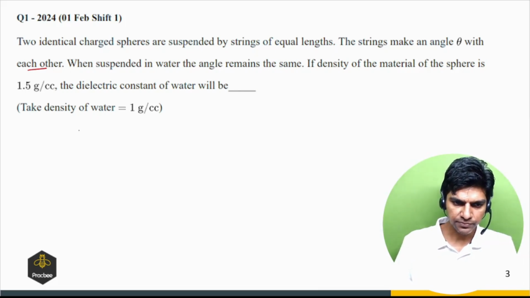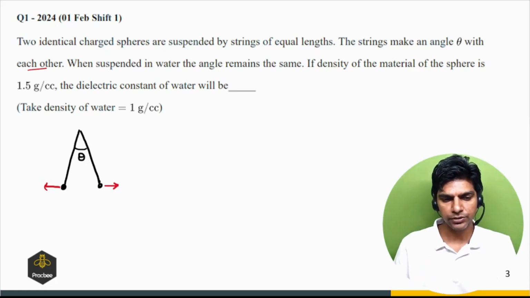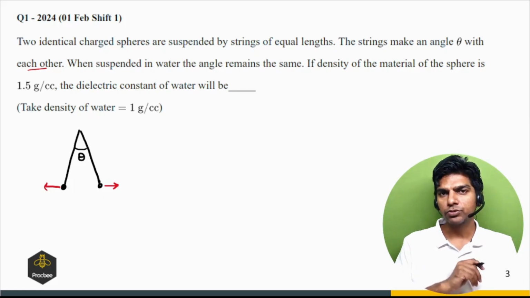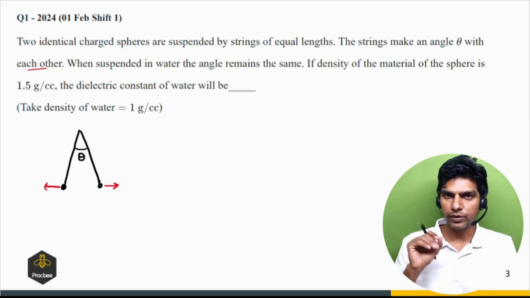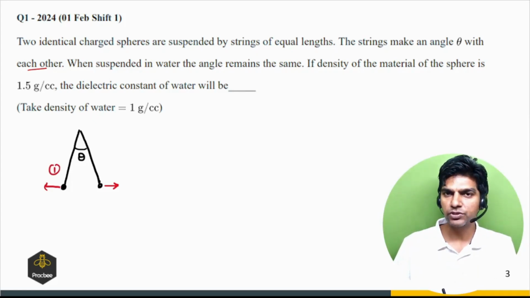So we are given two identical spheres which are suspended with the help of two identical strings, and the angle between the strings is theta, and these two spheres are repelling each other, and the force will be in this direction. So in such questions, first you have to draw the free body diagram of any charge. So let me take the first one. Let us say this left charge is charge 1 and the right charge is charge 2.